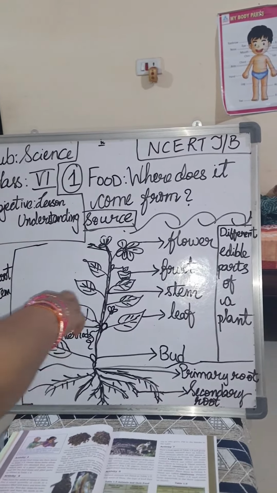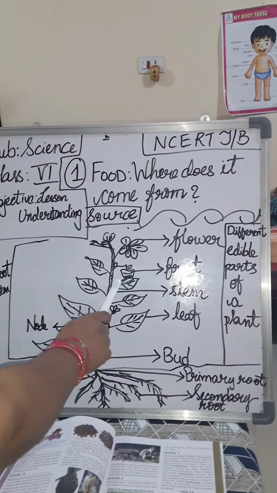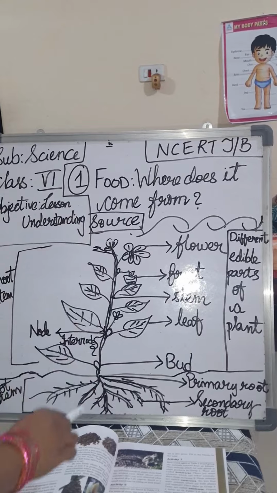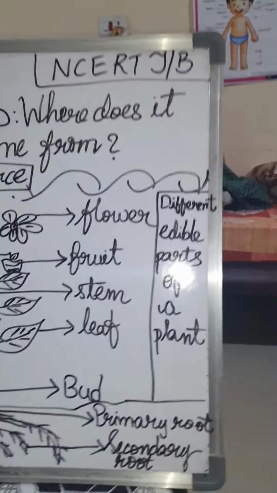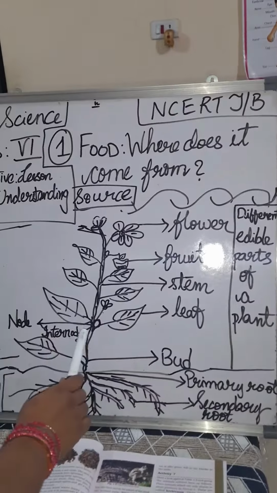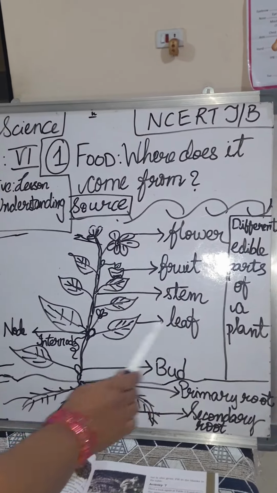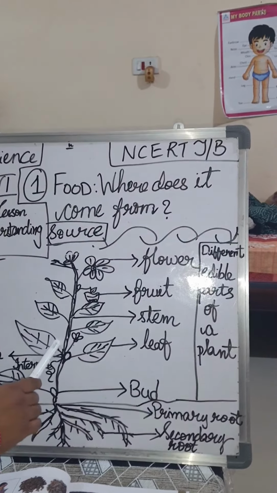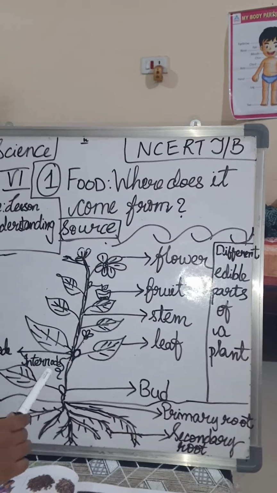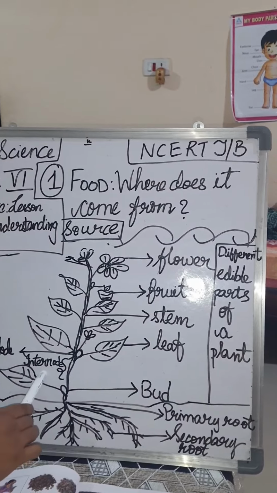See, children, have a look. See, this is a flower and this is a fruit. I am showing you the parts of the plant. These are the different edible parts of a plant. See how useful the plant is to us. This is the stem, this is the leaf, and this is the bud. This upper part is called the node, and this lower part is called the internode.